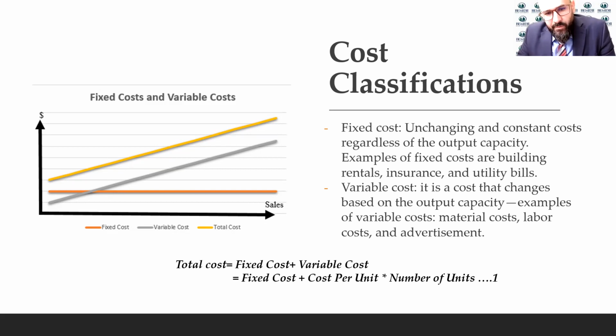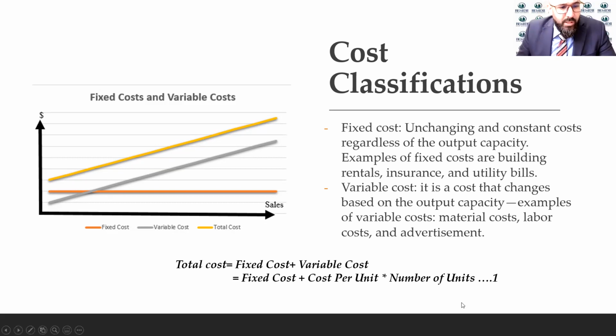The other type of cost is called variable cost. It is called variable because it varies with the output. It changes with the output. So the more you produce, the more cost is needed. That could be considered as material cost, labor cost, and advertisement.